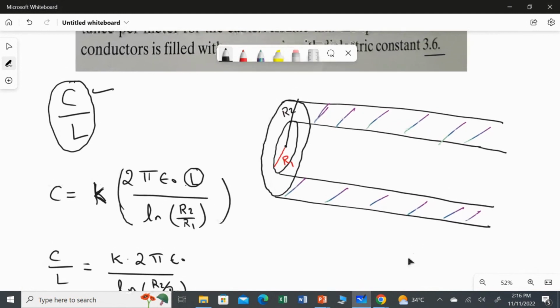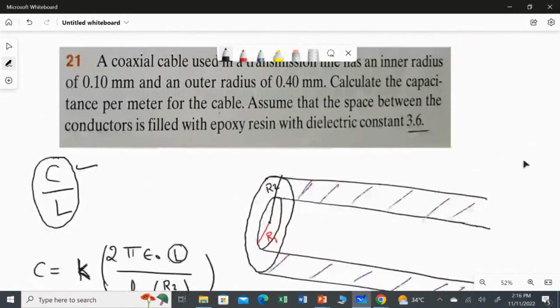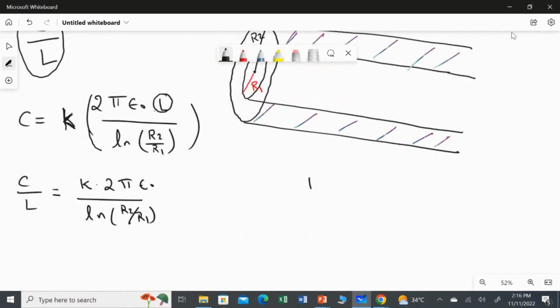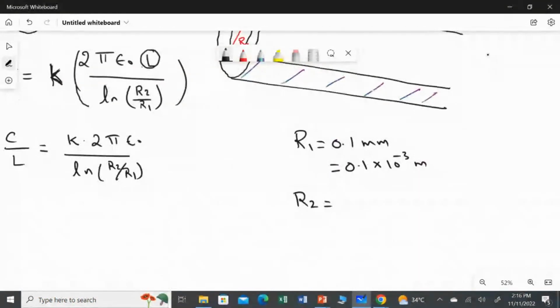Now we have all the values. So better I will write the values which are given here. The inner radius, that means R1 value, is 0.1 millimeter, which is 0.1 multiplied by 10 power minus 3 meter, and the value of R2, I think they mentioned 4, am I right? 0.4 millimeter, which is 0.4 multiplied by 10 power minus 3 meter.